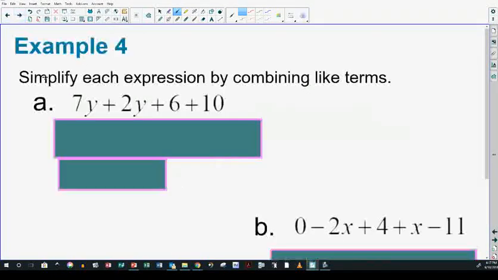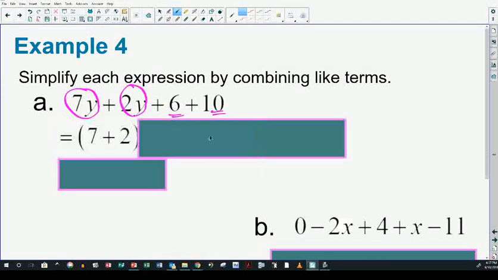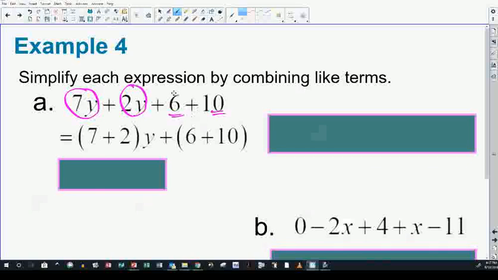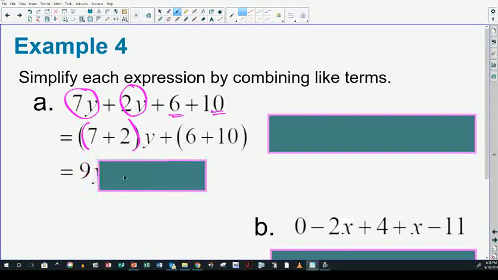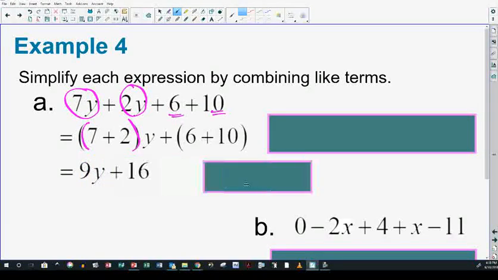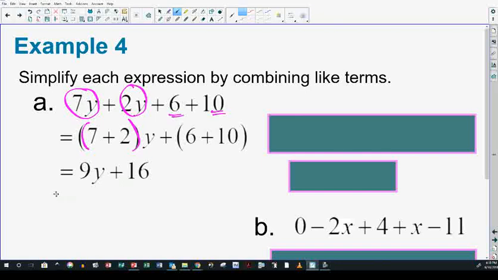So simplify each expression. I know that the 7y and the 2y are like terms. The 6 and the 10 are like terms. So I would put them together. So the 7 and the 2, 7 plus 2 is 9y. And then 6 plus 10 is 16. So then your answer is 9y plus 16. You cannot put these two together because they're not alike anymore.